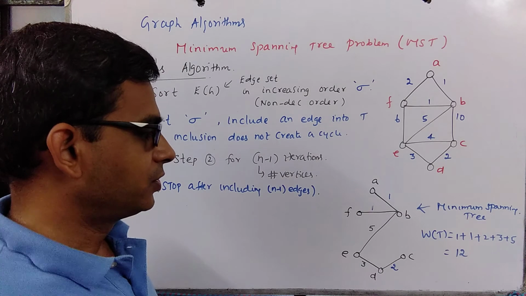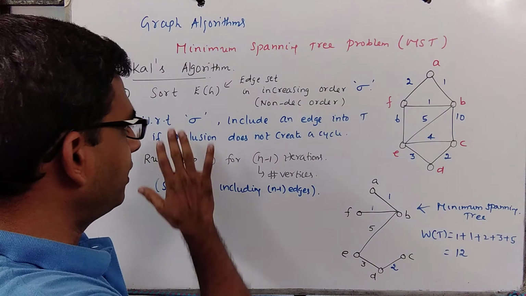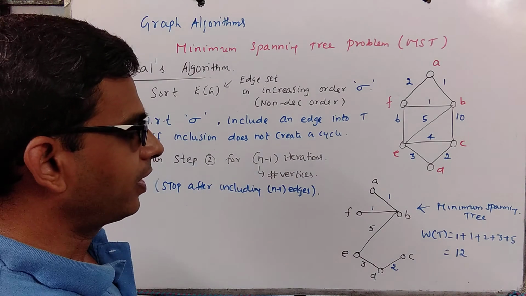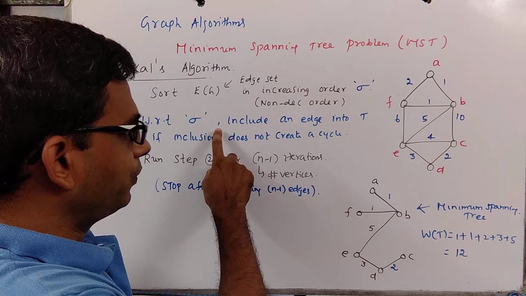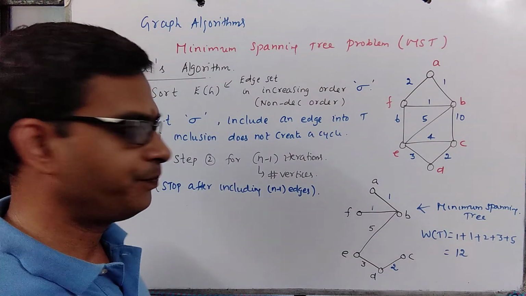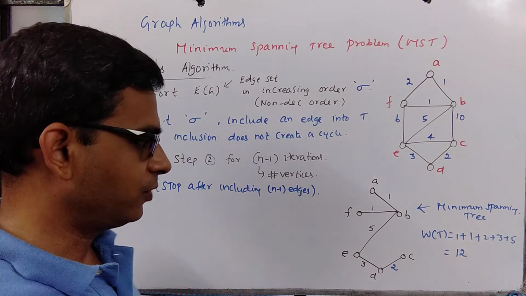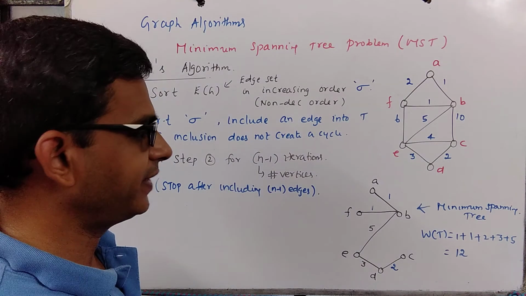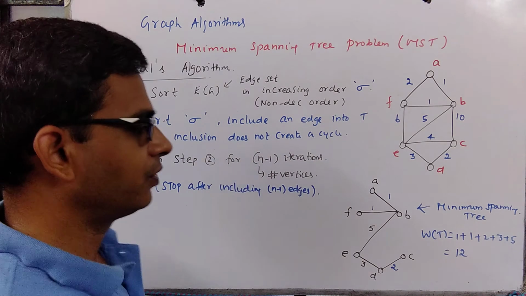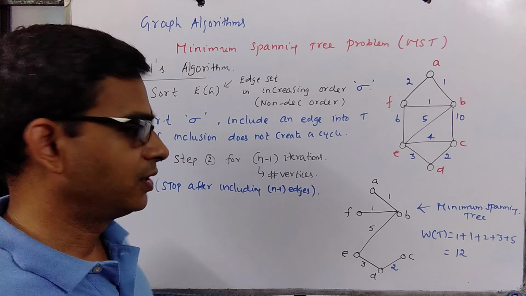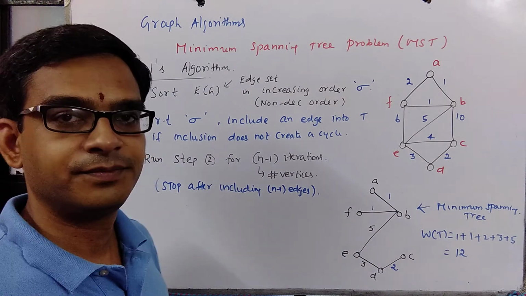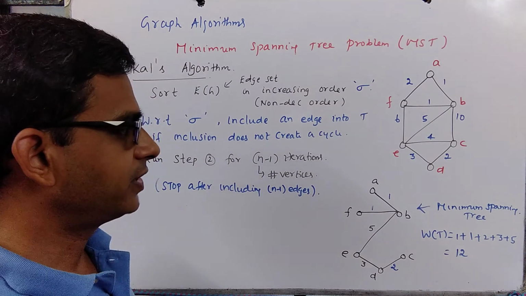Fine. So what it says is scan all the edges with respect to this ordering, and when you look at an edge, see whether inclusion of that edge creates a cycle. And if it is not creating a cycle, include, otherwise skip and go to the next edge. So keep doing it until you include n minus 1 edges. When you have included n minus 1 edges, stop the algorithm. Okay, so that's all it says.